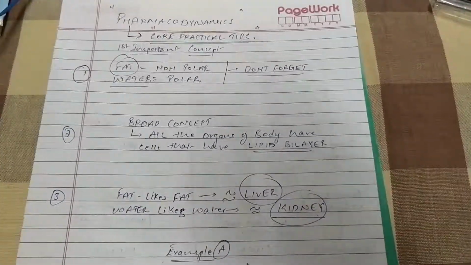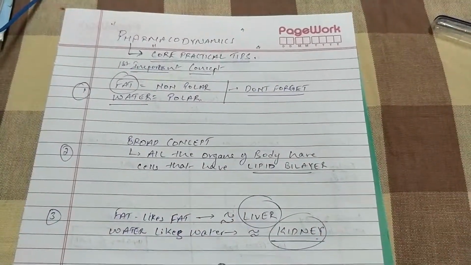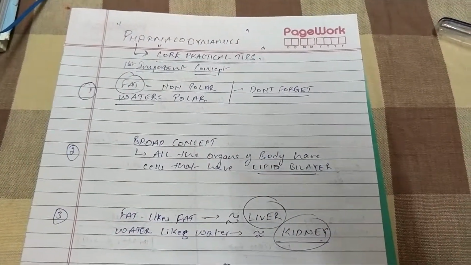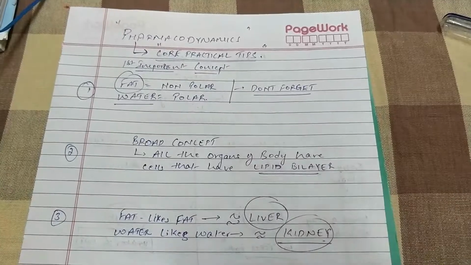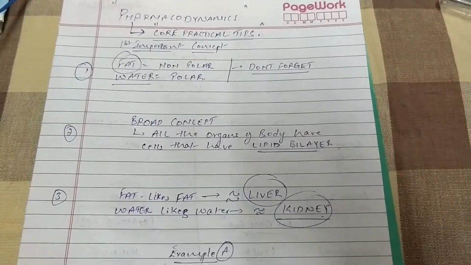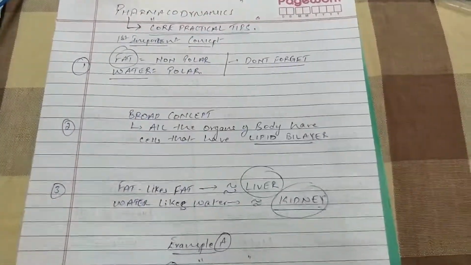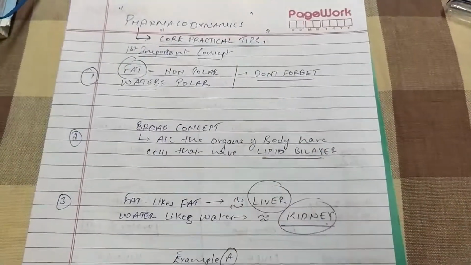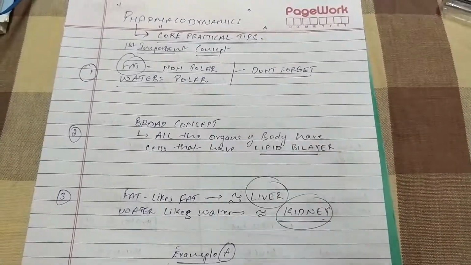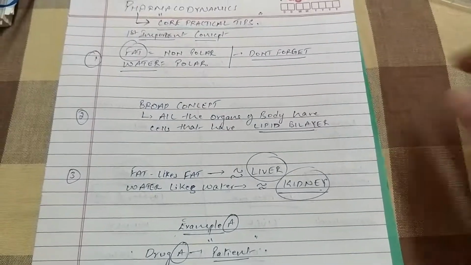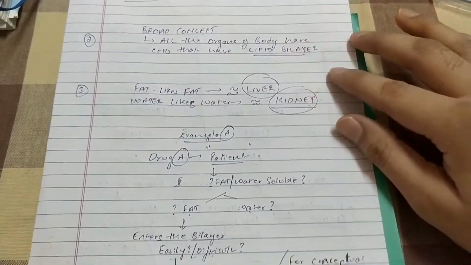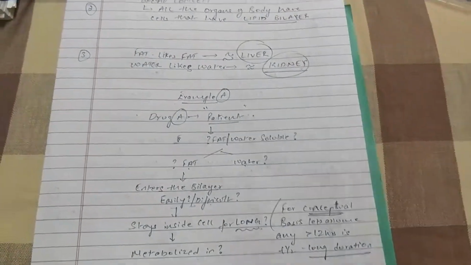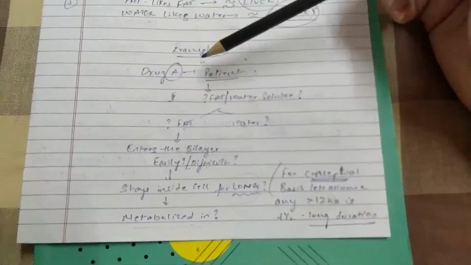So the three most important concepts that I don't want you to forget are: fat is non-polar, water is polar. All cells of the body have a lipid bilayer membrane for all practical purposes, and fat likes fat, water likes water. Fat metabolizes in the liver, water metabolizes in the kidney. So let me take an example about a patient who has been given a drug A.